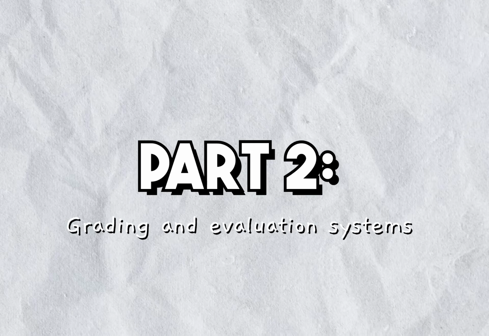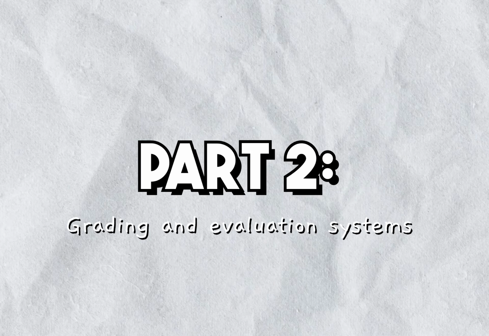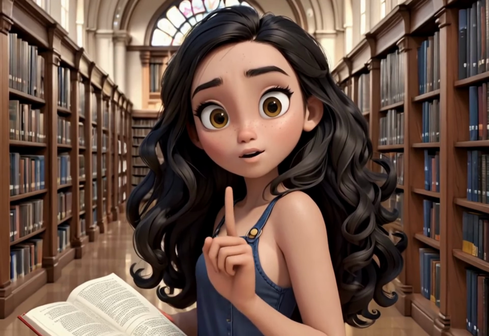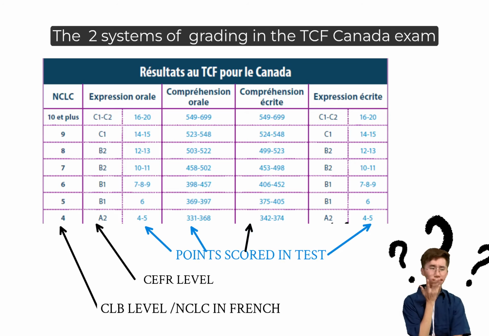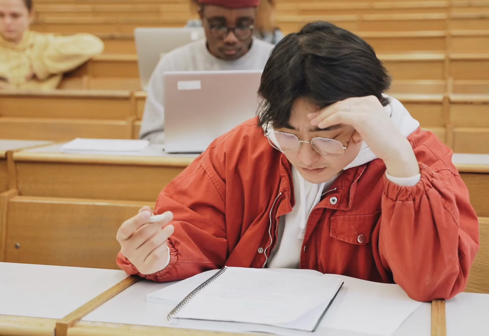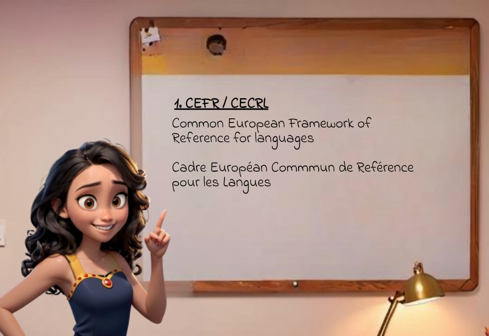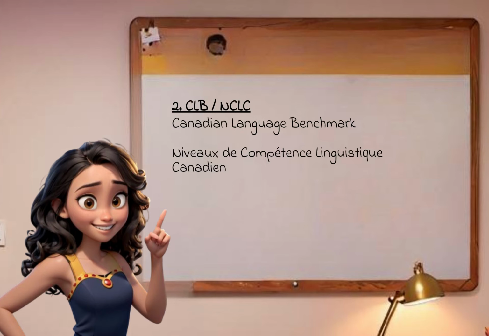Part 2. Types of evaluation systems used for the TCF Canada exam. One very important way to understand the TCF Canada exam is by understanding its unique grading system. Your performance in this test is evaluated by two systems. The CEFR or CECRL in French, Common European Framework of Reference for Languages or Cadre Européen Commun de Référence pour les Langues, and the CLB or NCLC in French, Canadian Language Benchmark or Niveau de Compétence Linguistique Canadien.